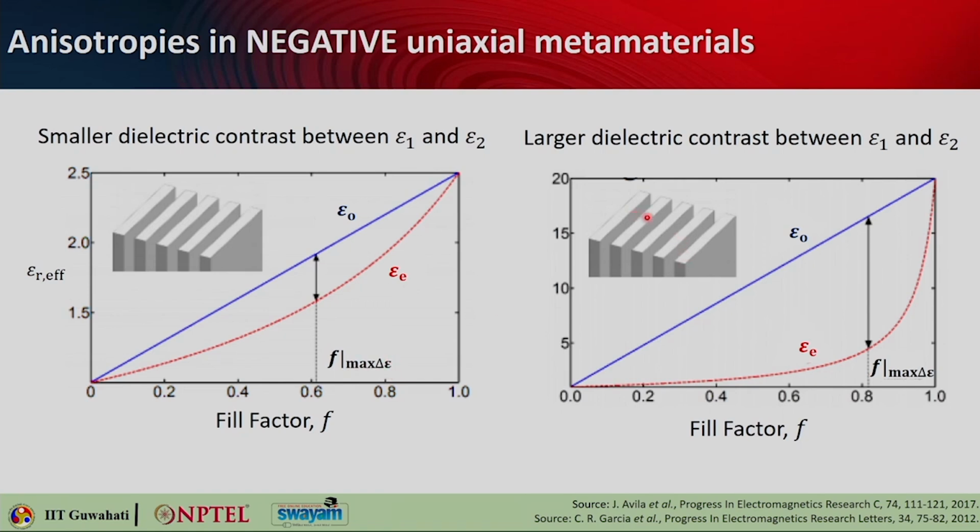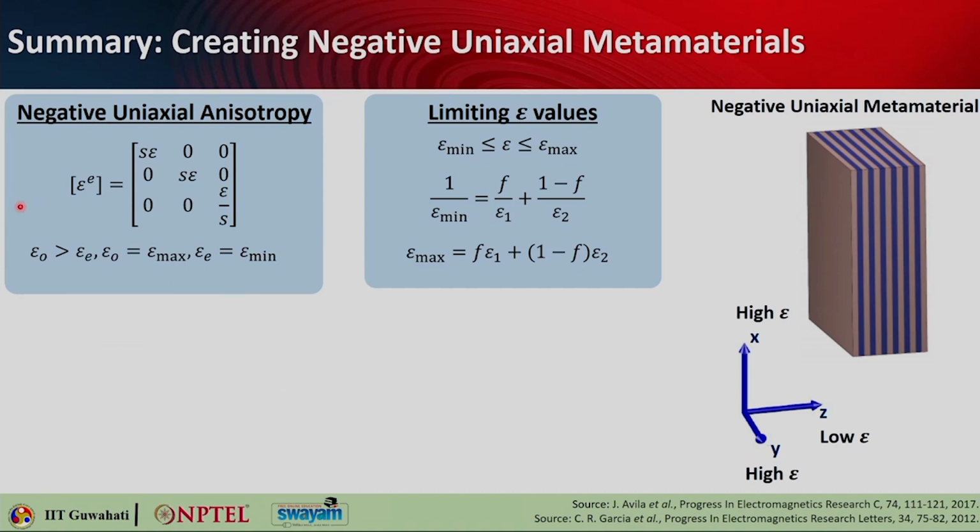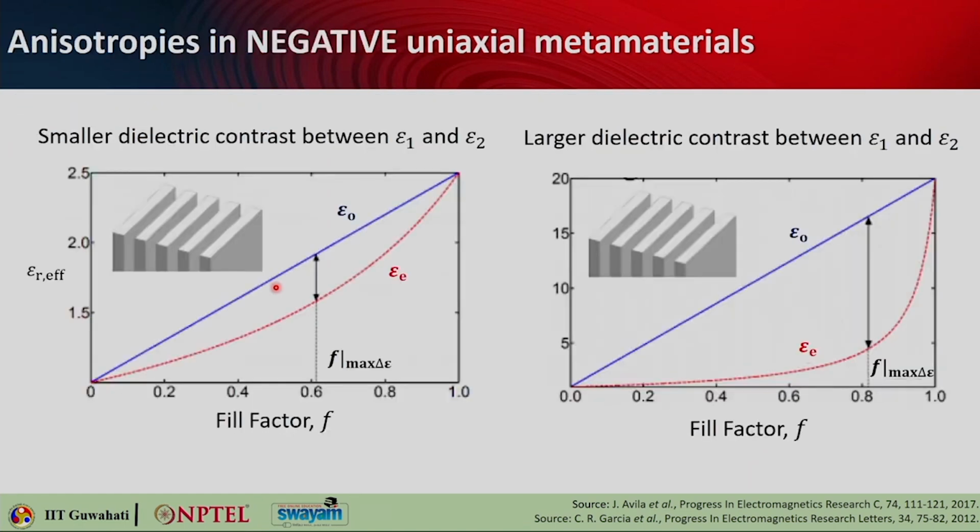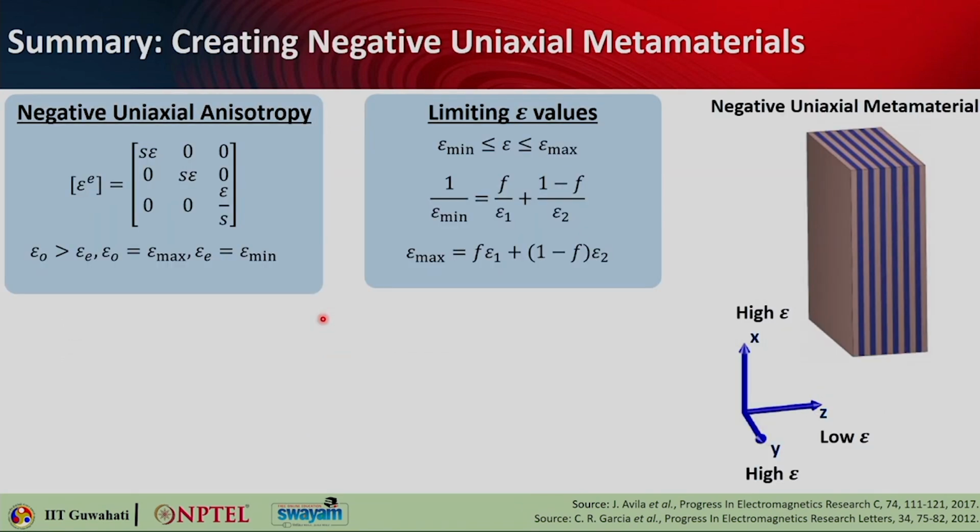And if you consider a larger contrast between epsilon 1 and epsilon 2, then you will be able to achieve higher anisotropy, at a larger fill fraction. So, this F is basically the fill factor at which maximum anisotropy is achieved, and in both cases you can see these are negative uniaxials, that is why epsilon E is much smaller than epsilon O. What we understood is that epsilon O can go to the maximum value and epsilon E can get the minimum value. From this graph you can see the maximum value is achieved by epsilon O and the minimum value by epsilon E. And you can also find out the fill fraction. So, these are the limiting values that you can achieve using different fill factors.